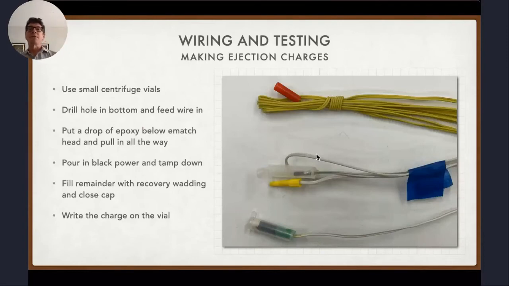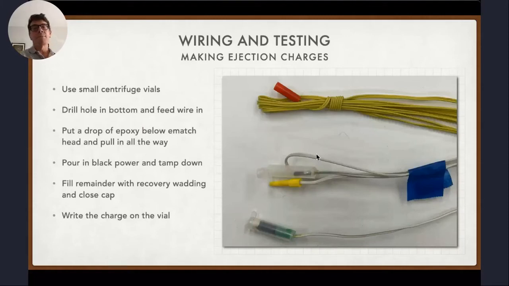What I do is I drill a small hole, like maybe 3/32 in diameter, in the bottom, and then I'll strip off the red cap, or white in the case of Dbfires, off the end of the electric match and slide the wire in. And then I'll put a little bit of either silicone or epoxy around the wire and pull it all the way in. This just seals the bottom. Then once that is in place, you can pour in the black powder and pack it tight.